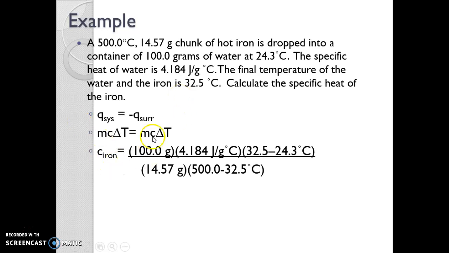All right, so rearranging this equation to figure out the specific heat of the iron, I plug in all the numbers that I have, and I wind up getting a value that is expressed in the units of joules per gram degree Celsius. How much energy does it take to change the temperature of 1 gram of material 1 degree Celsius? That's the idea of specific heat.